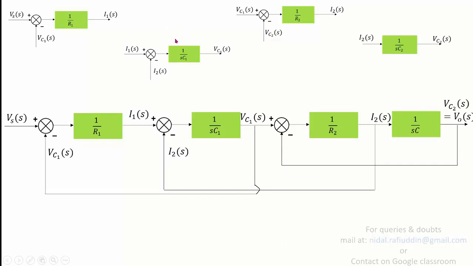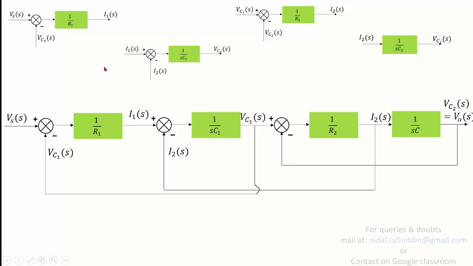So if you look at this particular figure, these are the four block representations we obtained from equations A, B, C, D. So we are going to connect them. Since Vs, we use this and represent here, and then I1 is being fed to this comparator, so we connect this here, and the output from the 1 upon SC1 block is VC1, which is then fed to this particular comparator, so we connect this here, and then we have 1 upon R2 here, the output is I2, I2 is being fed to 1 upon SC2 to give you the final output V0 or VC2 here.